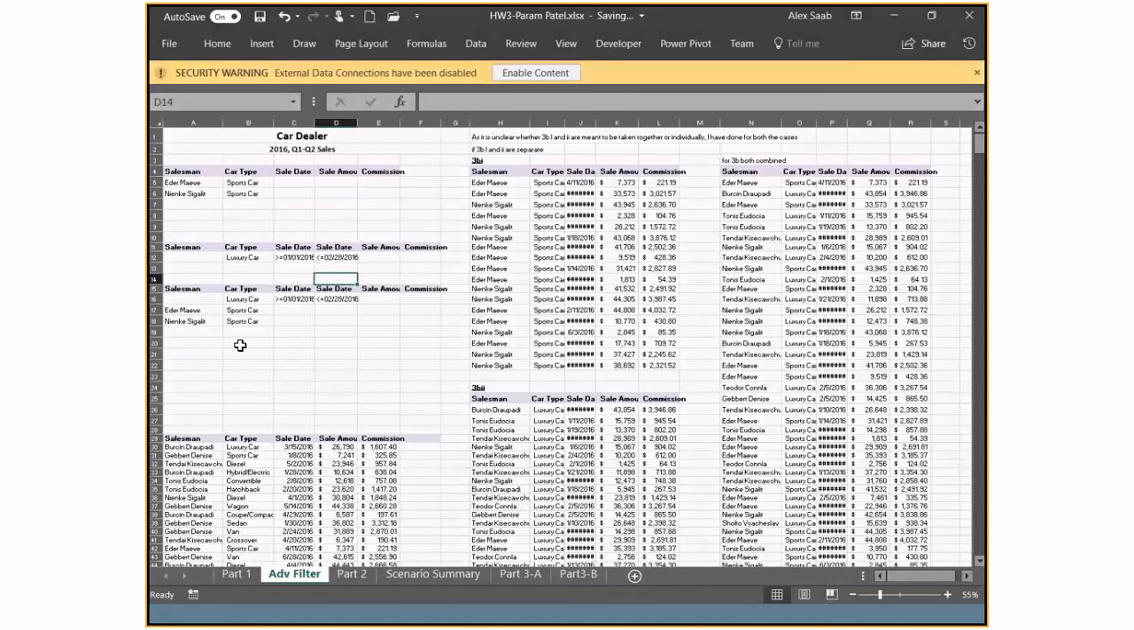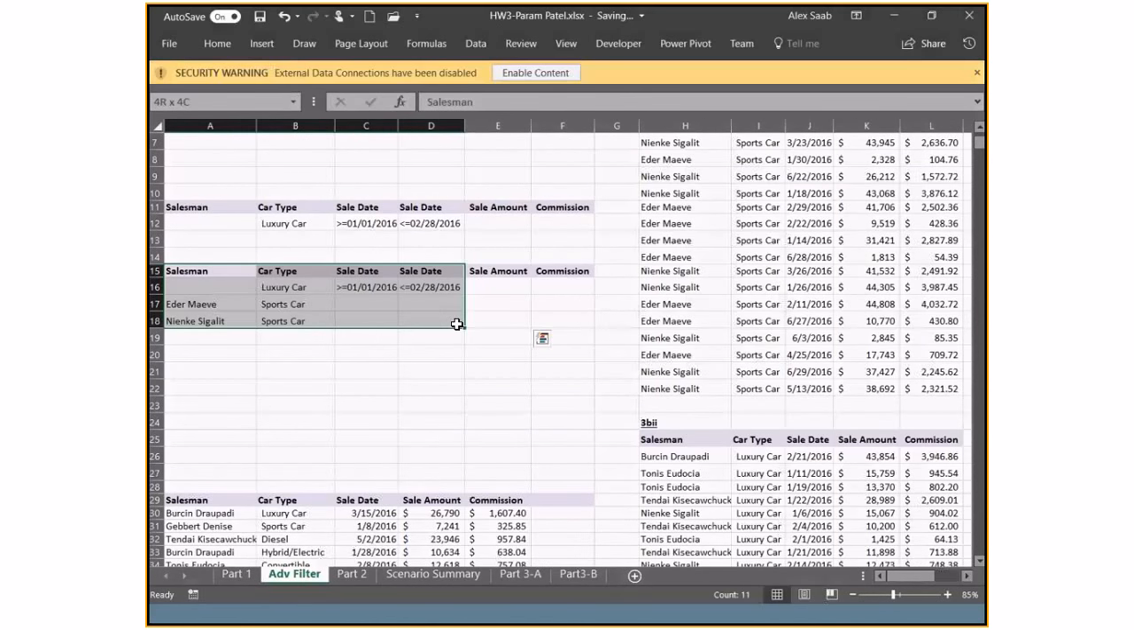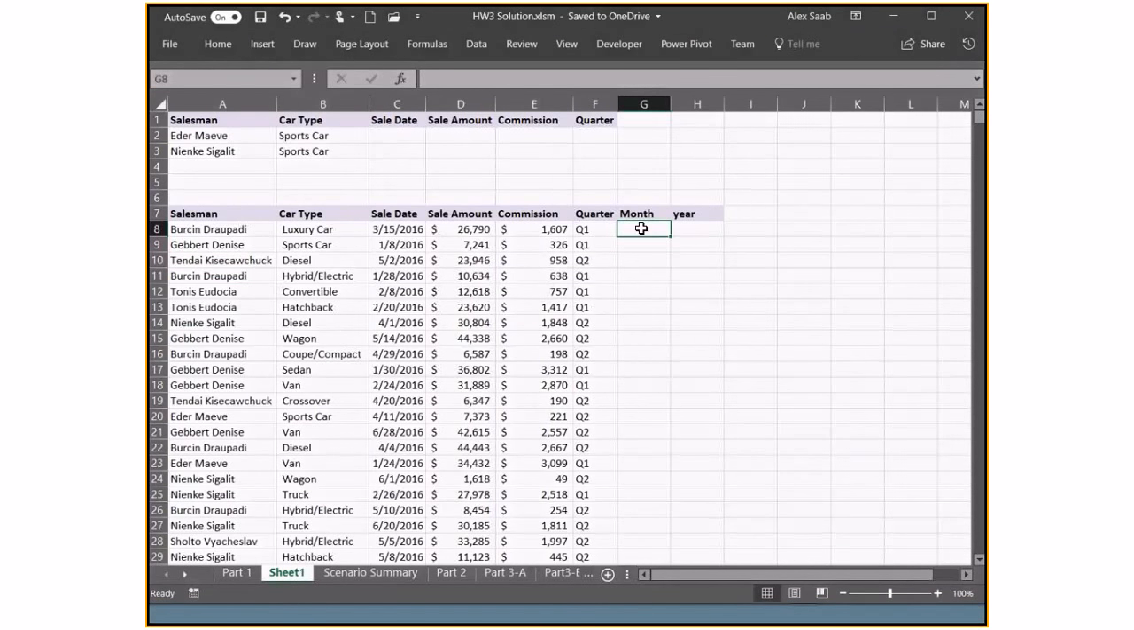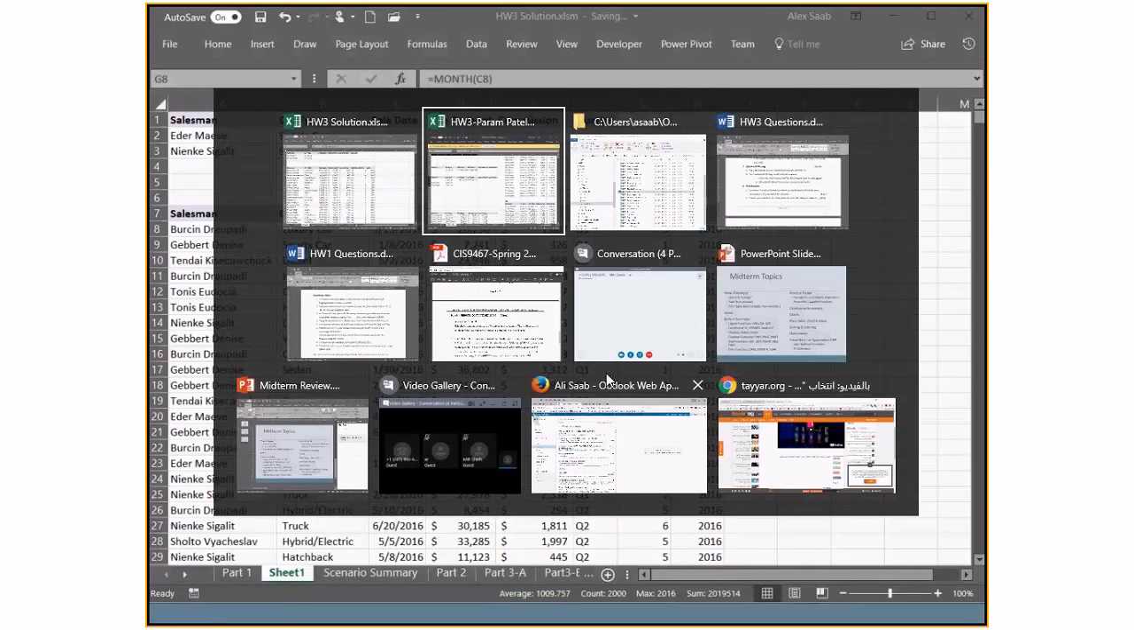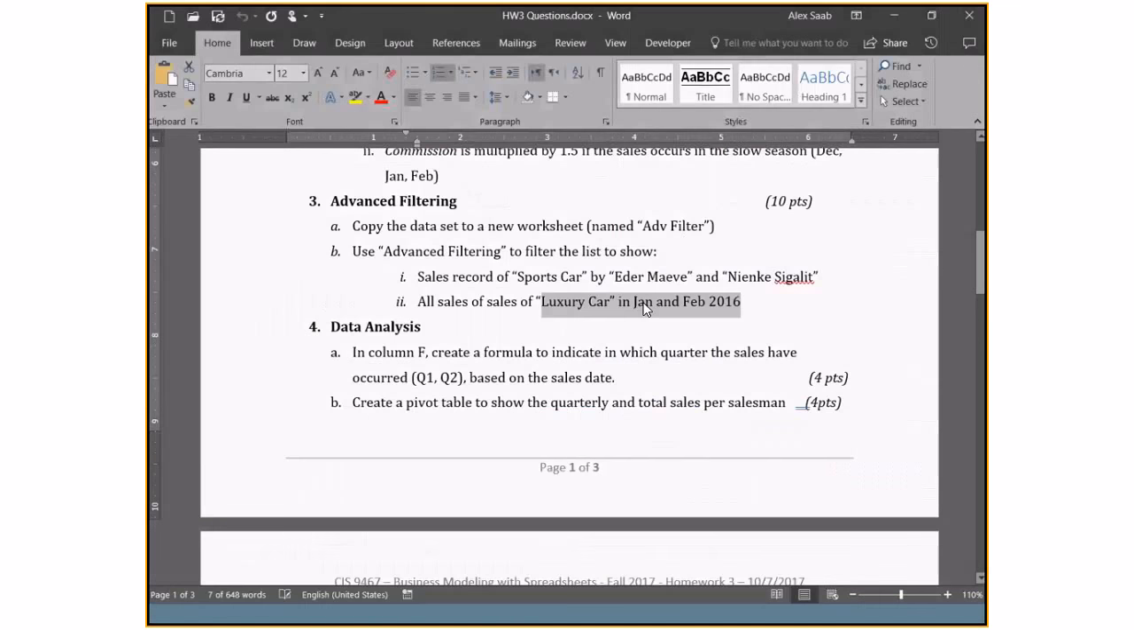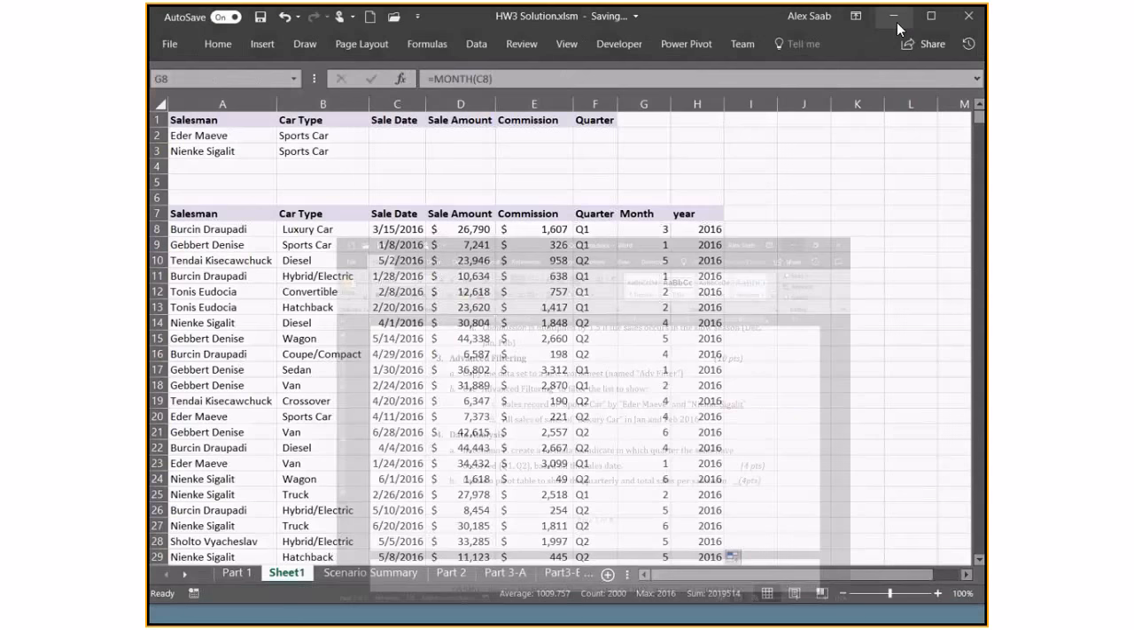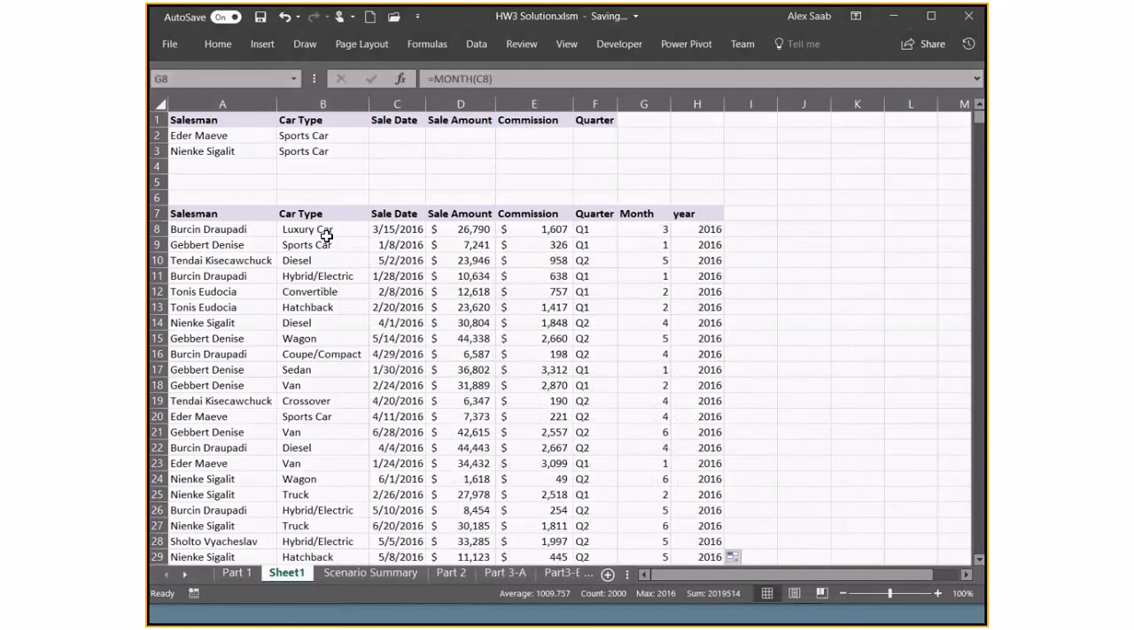You want me to apply this? Take this condition, your way. What I was trying to do, basically, is the month. You call the month of the date, right? And this equals the year of this. So what's the condition? The condition is January or February 2016, correct? And I need to add luxury car.